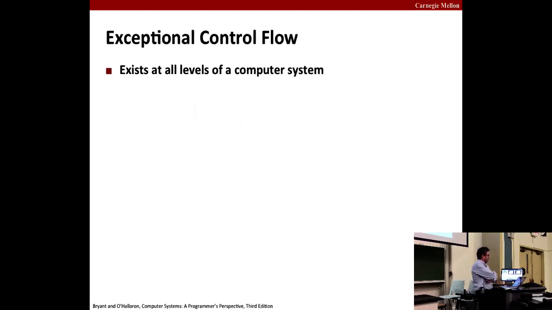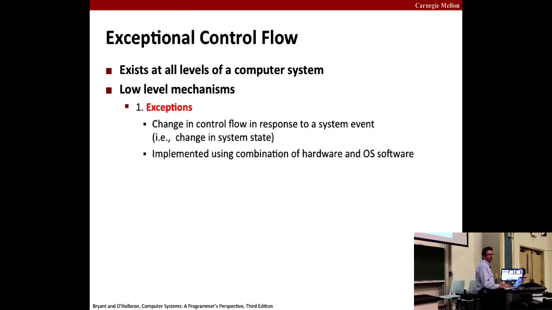Now, exceptional control flow, or ECF, exists at all levels in the system. At the very lowest level of hardware, we have what are called exceptions. These are changes in the control flow in response to some low-level system event, and by event we mean a change in the state. Exceptions are implemented using a combination of hardware and OS software, which we'll see in a minute.